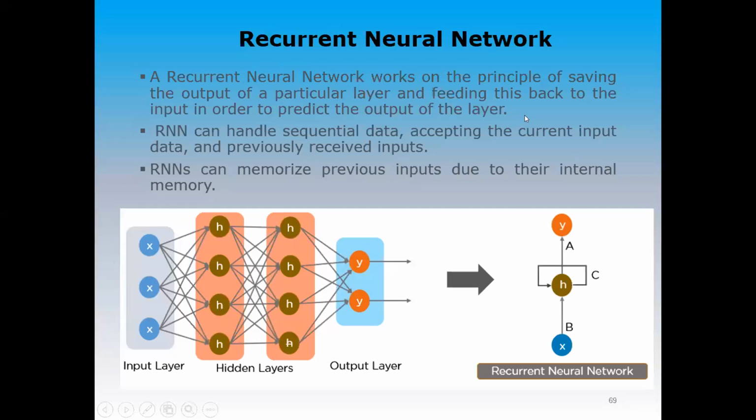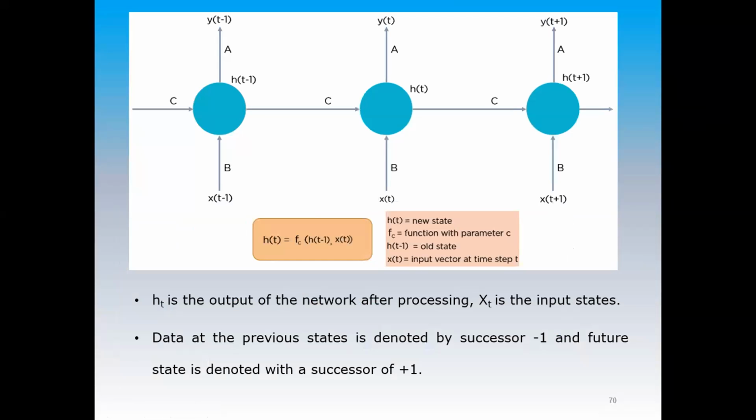Whereas a recurrent neural network can handle sequential data: it takes the current input and also the output of the previous input. That is what recurrent means. It recurs, memorizing the previous input because of the internal memory cells it has. In a typical representation of a recurrent neural network, the hidden layer keeps on recurring. If you look at it, t minus 1 and t plus 1 are the predecessor and successor states, with a state before this one and a state after it.